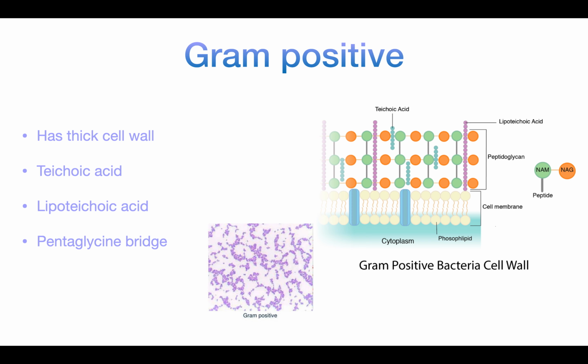Okay, so a gram-positive bacteria is going to stain with the crystal violet stain because it has a thick cell wall. So the cell wall is made out of teichoic acid, lipoteichoic acid, and pentaglycine bridge, and all this makes up the peptidoglycan. And the crystal violet will stain this and isn't washed away.